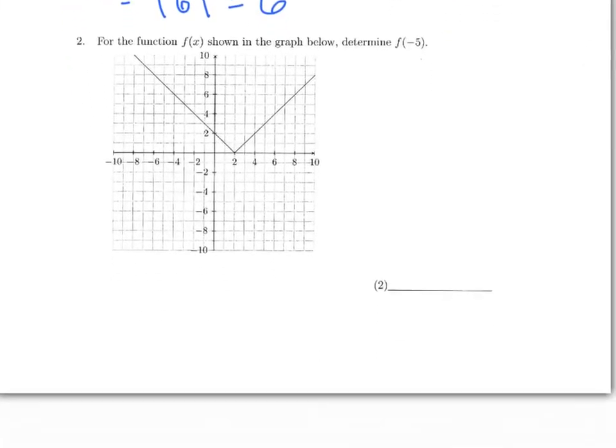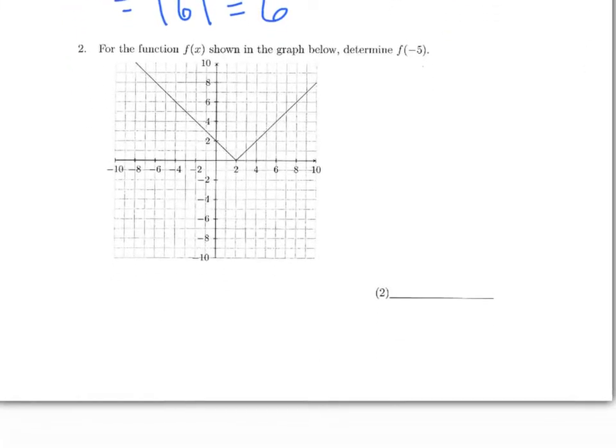When we take a look at number 2, for the function f of x shown in the graph below, determine f of negative 5. That's saying when x is negative 5, find the y value. So we're going to come over to negative 5 and then go up and find the y value. When you do that, you get this point right here, and that is negative 5, 7. And this then, f of negative 5 is equal to 7, so the answer is 7.